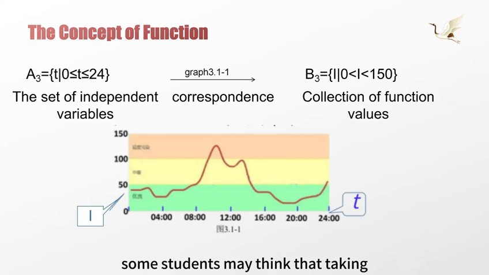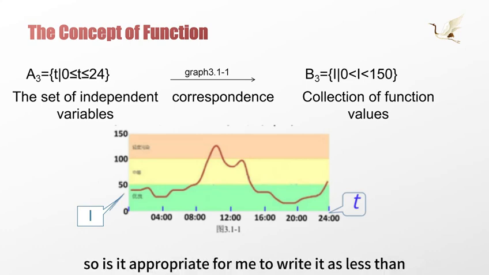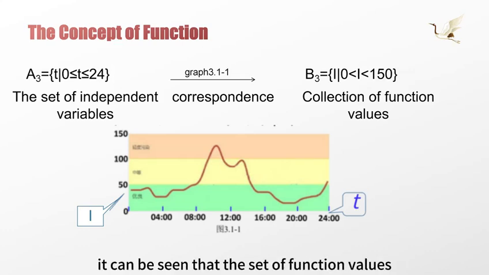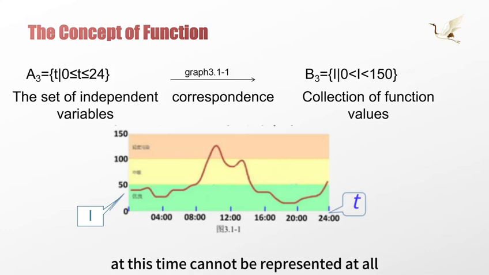Some students may think that taking 125 is inappropriate, so is it appropriate for me to write it as less than 130? I can't be sure either. It can be seen that the set of function values at this time cannot be represented at all. What should I do? Let's take a larger set.